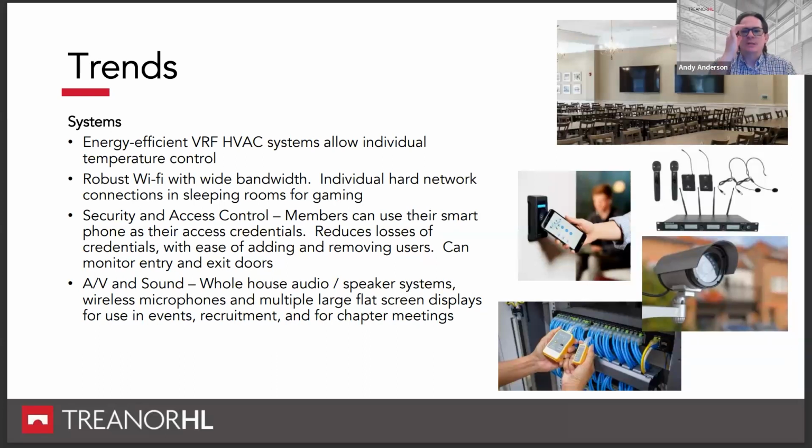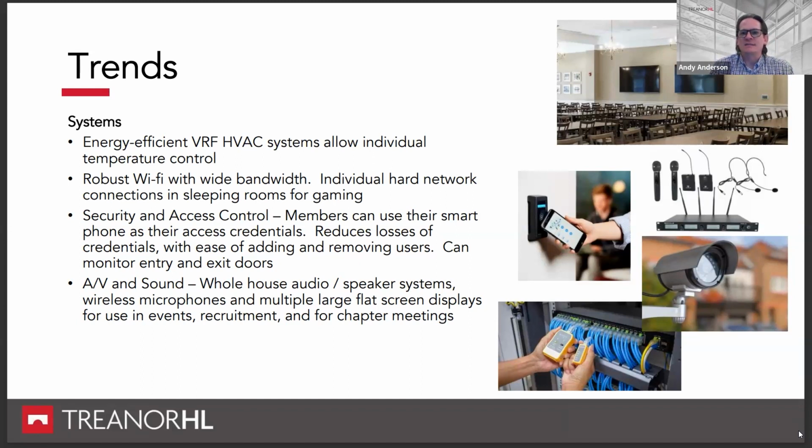Security and access control has really got sophisticated, especially with cameras and intrusion alarms and things like that being much more user-friendly and less visible. Cameras are pretty much limited to the exterior, of course. But also the access control, members can use their smartphone as access credentials. So no more lost fobs or cards because people tend to hold on to their phones. And it also makes it easy to add and remove users. You can monitor entry and exit doors, and it provides a really ease of use and a very secure way to provide access control to your facilities.